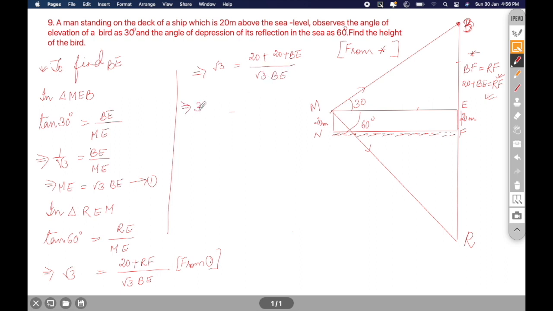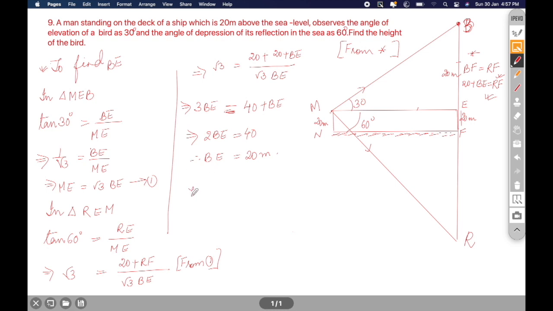Cross multiplication gives 3 BE equals 40 plus BE. So 2 BE equals 40. Therefore, BE equals 20 meters. So BE comes as a total of 20 meters. Hence, the height of the bird from the deck of the ship is 20 meters.